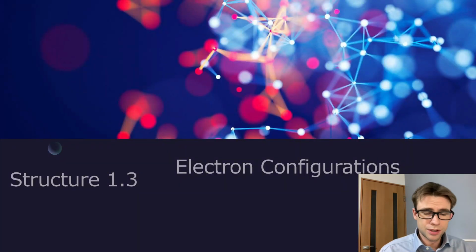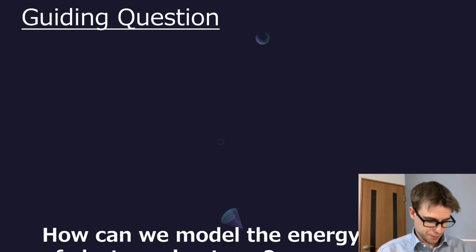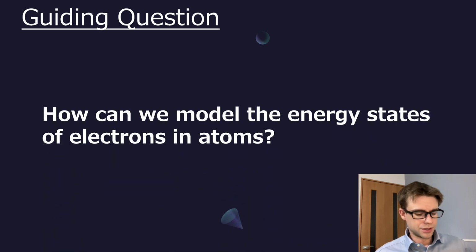So we're in structure 1.3 now, electron configurations section of the IB chemistry curriculum. So we have another new guiding question. How can we model the energy states of electrons in atoms?